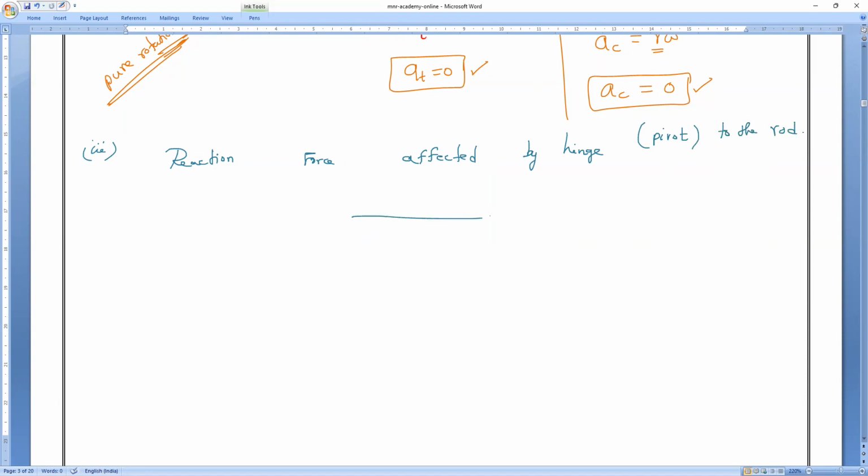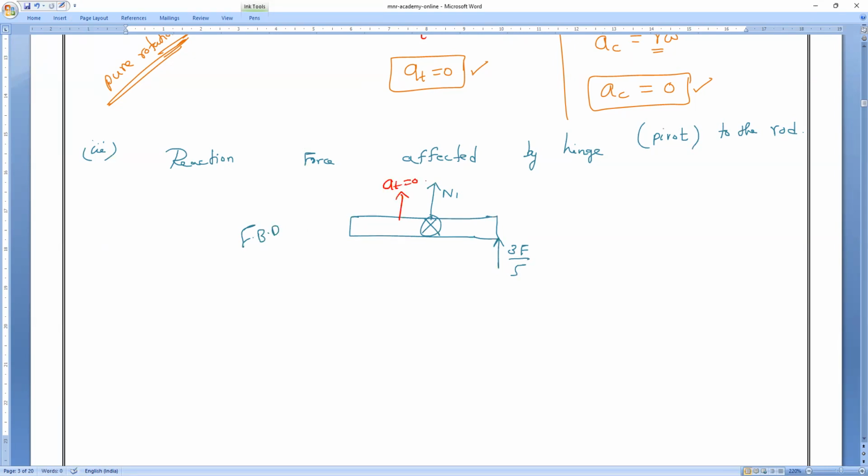As I said, hinge means normal reactions are acting. How many are there? Two normal reactions. Let me take the first normal reaction as N1. The applied force is in this direction, 3F by 5. Now I'm drawing the FBD, with 3F by 5 and the tangential acceleration.